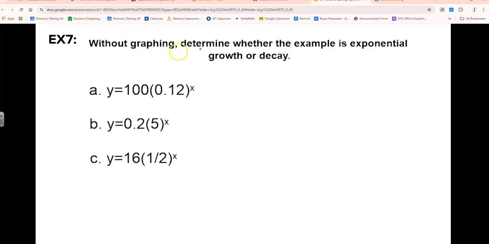So, for each one of these, without graphing them, decide if it's growth or decay. So write growth or decay next to each one. Okay, check with your neighbor, see if they think the same thing.